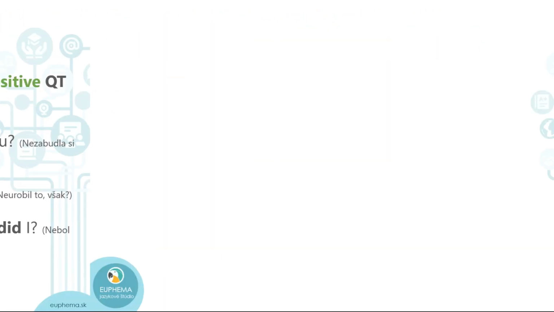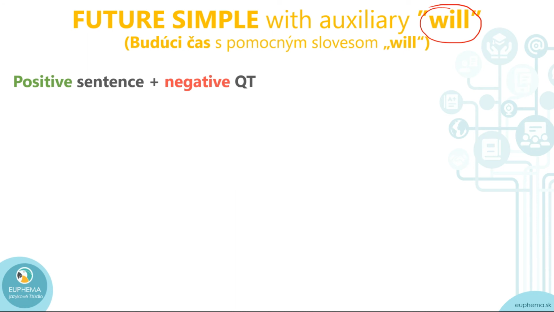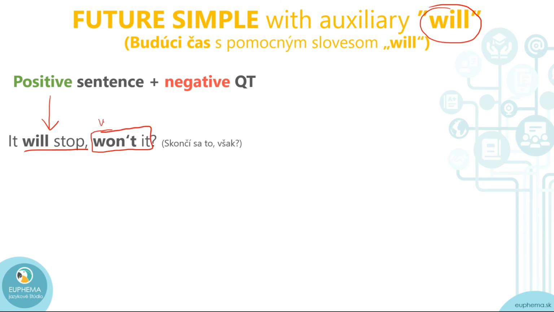Excellent. Now let's switch to the future. And the auxiliary for the future tense will be will. So let's see. Positive sentences plus negative question tags. It will stop, won't it? Okay, so will plus the verb that we want to use, which is stop. So it will stop, positive, future. And the negative question tag, won't it? Yeah, won't again is will plus not. And of course, you have to use the person as usual, which is it, as at the start of the sentence. It will stop, won't it?